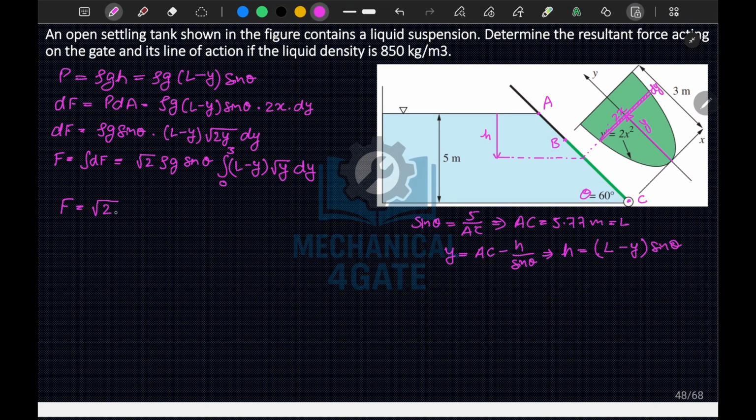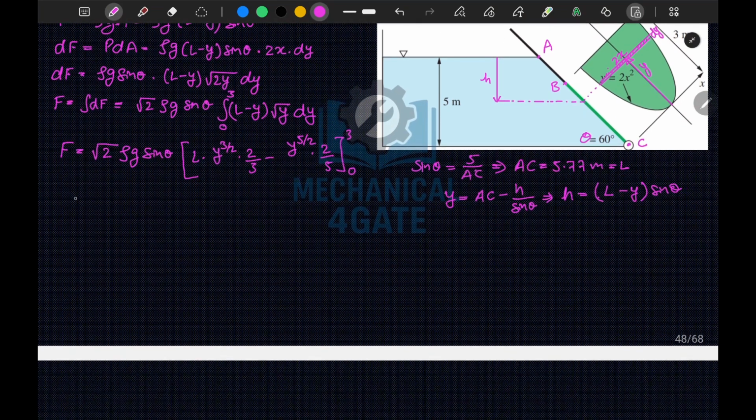So I can write F is equal to root 2 rho g sine theta. Now if we integrate this, it will be L times y to the power 3/2 into 2/3, minus y to the power 3/2 will become y to the power 5/2 into 2/5, and the limit is still from 0 to 3. So let's substitute the values here.